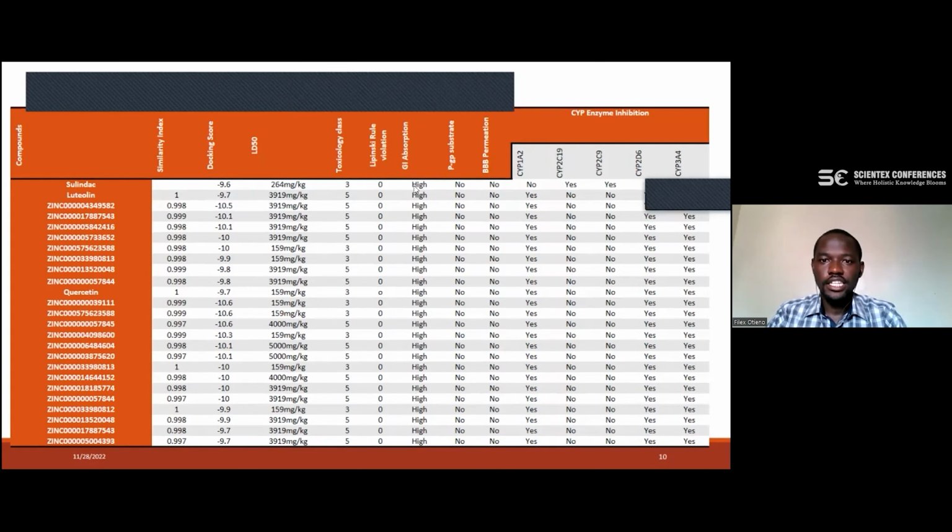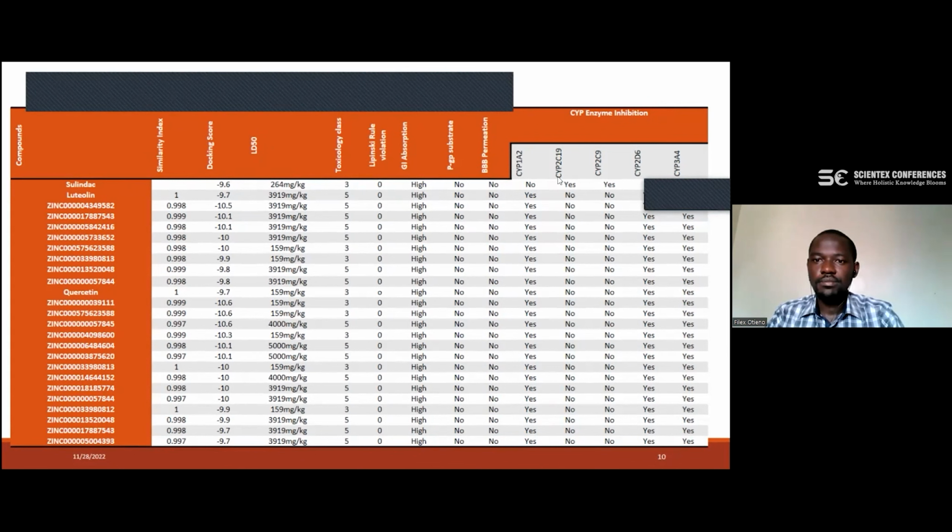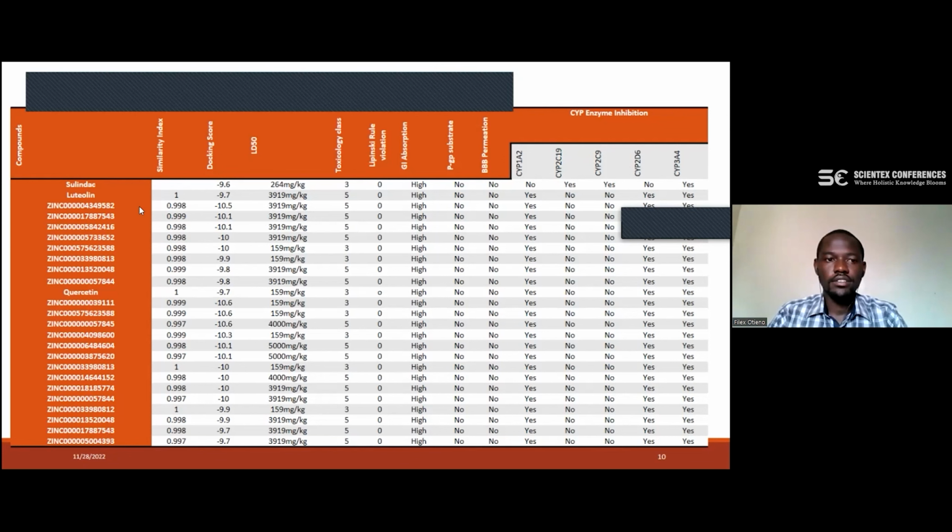Nevertheless, it had a high GI absorption. It was not a substrate of P-glycoprotein and did not permeate the blood-brain barrier. But it did inhibit cytochrome P450 enzymes 2C19, 2C9, and 3A4. So these are potential drug-drug interactions that we might encounter.